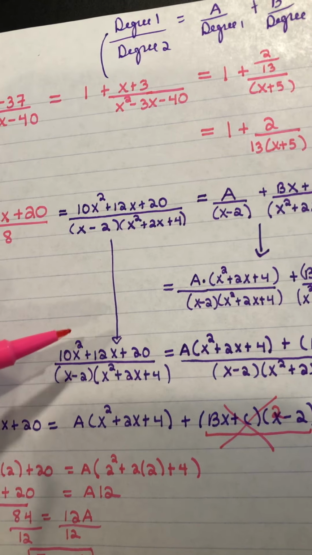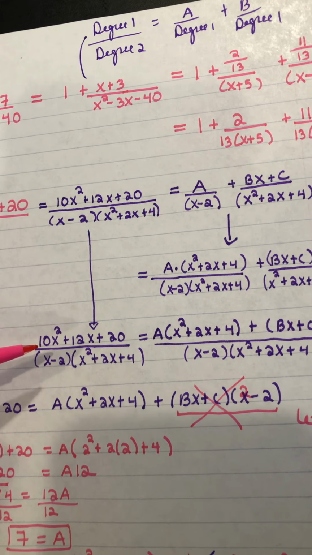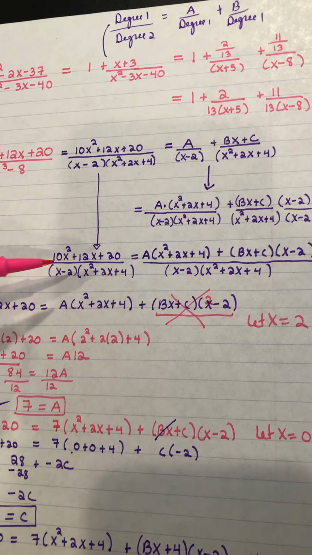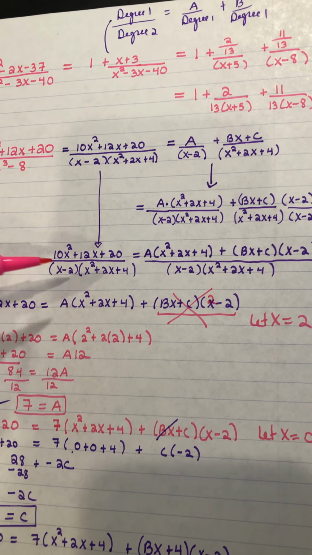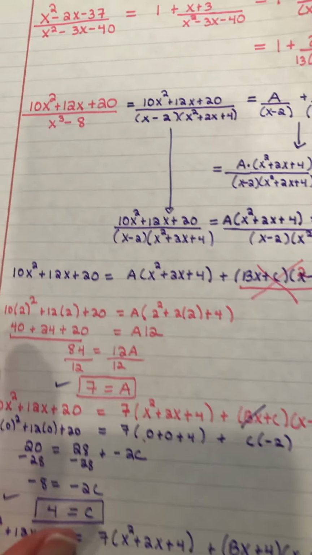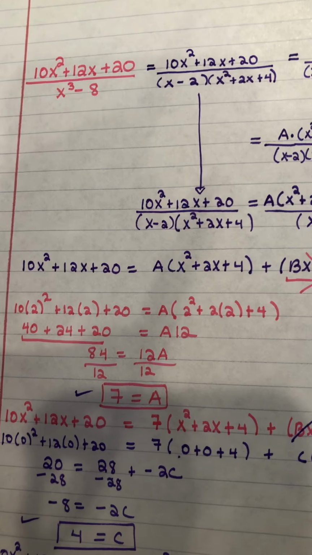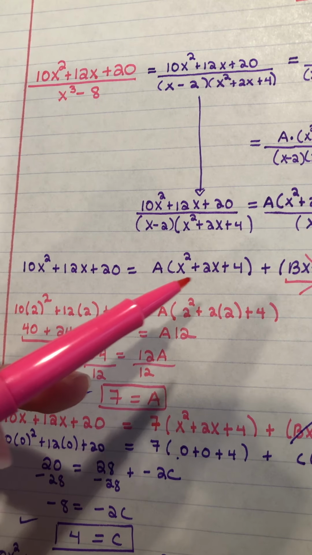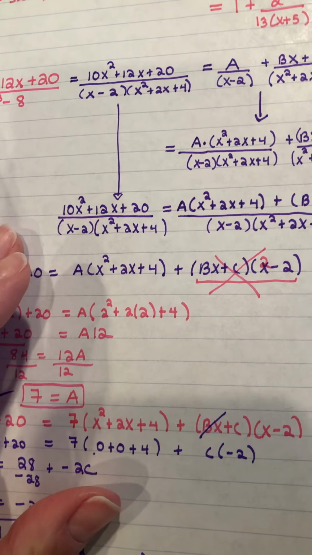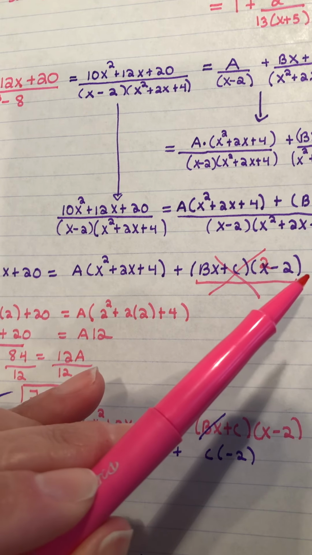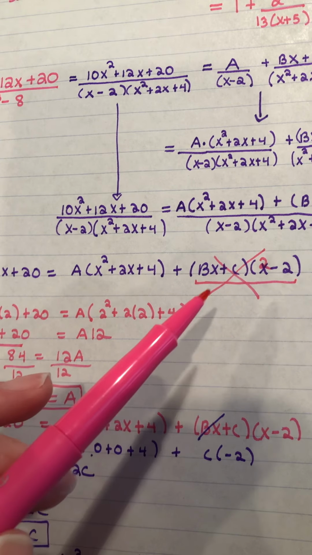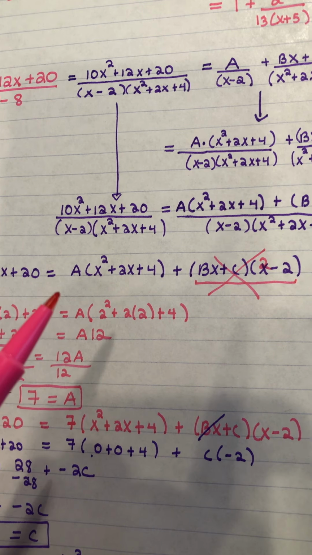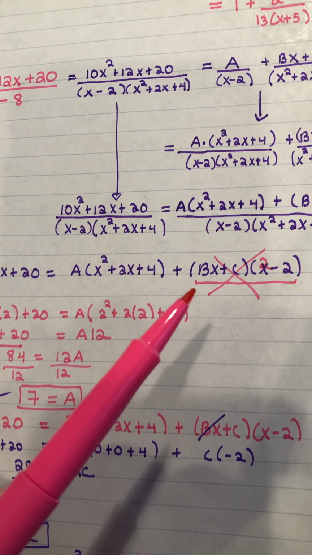Okay, so now I have a situation where I have two fractions equal to each other. They have the exact same denominator, which means I can set the numerators equal. Okay, so in my next step, I have 10x squared plus 12x plus 20 equals a times (x squared plus 2x plus 4) plus (bx plus c) times (x minus 2). Now, you may be wondering what I'm doing here. In this case, I need to solve for a, b, and c.